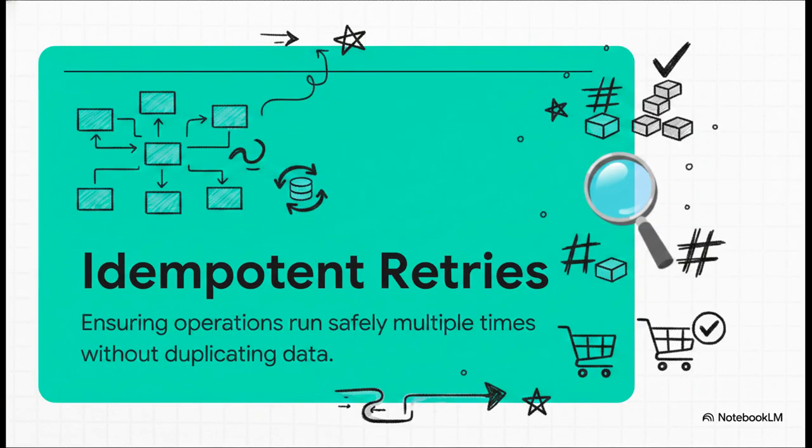Finally, Pattern 6, idempotent retries. Let's be real. In production, APIs drop, networks fail. It happens. Every single step must be designed to run safely multiple times without duplicating data. If step 3 fails, your system needs to retry from step 3, not start all over at step 1.